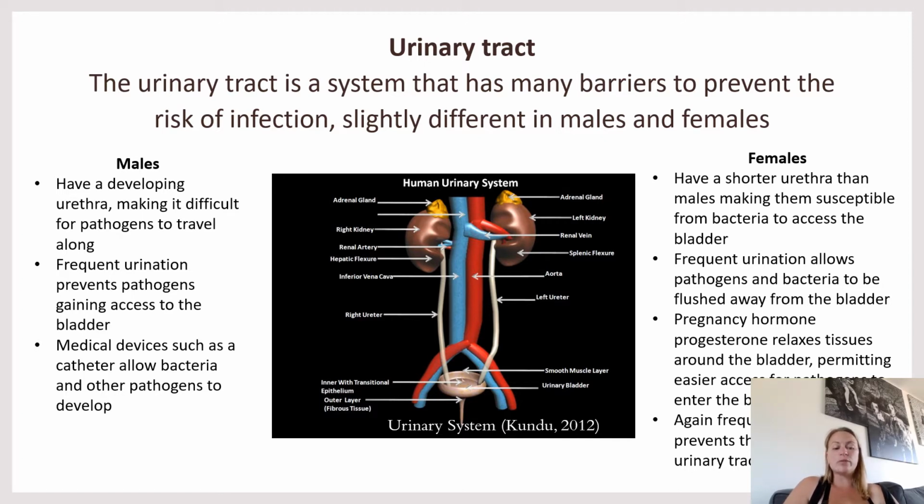Progesterone is a hormone present in pregnancy that causes various tissues to relax, making it easier for pathogens to enter the bladder, causing urinary tract infections.